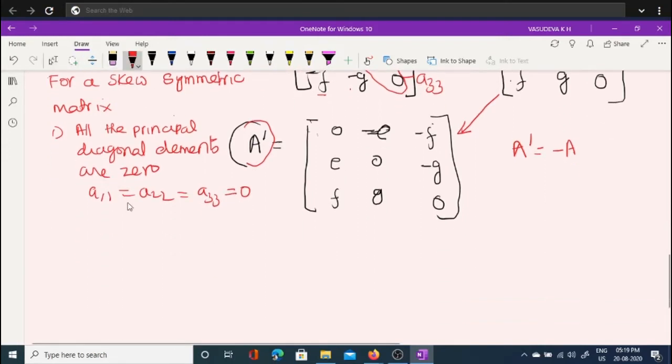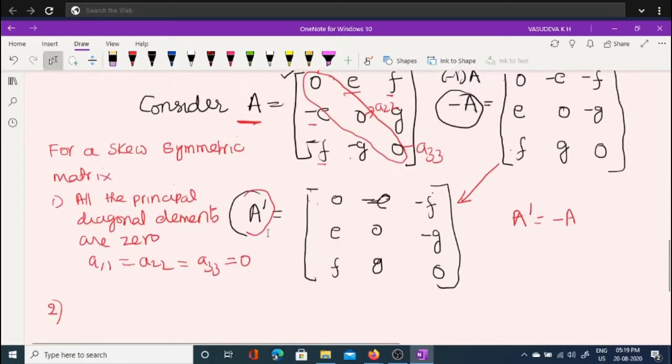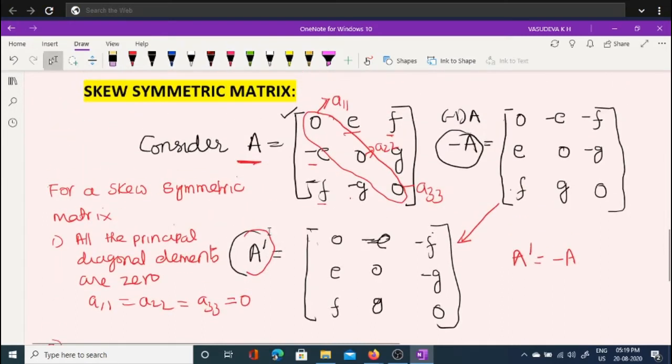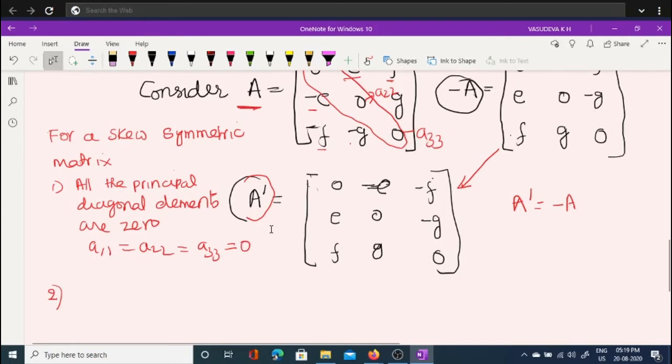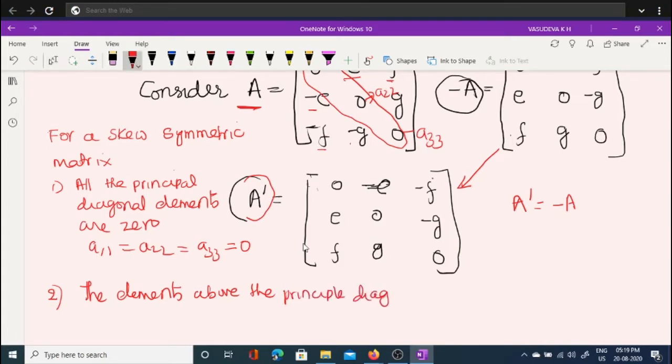Then the second observation from this matrix: the elements above the principal diagonal are the same as the elements below the principal diagonal, but they change in sign.